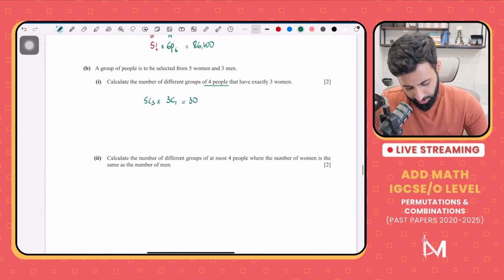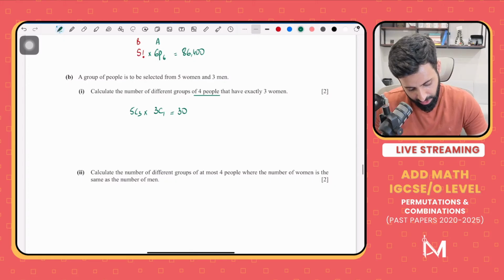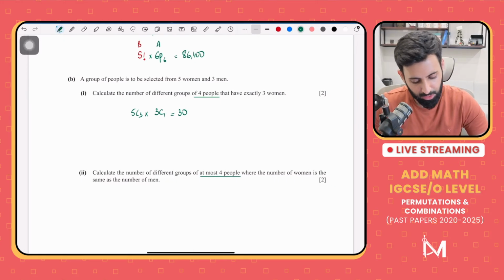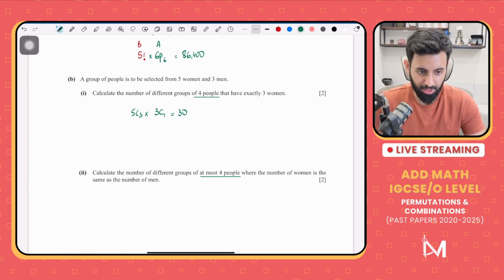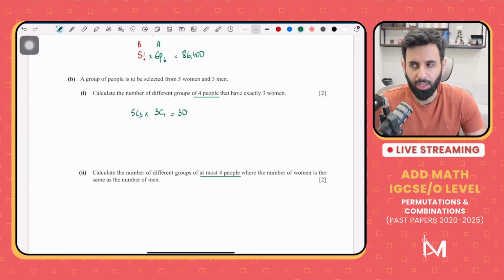Calculate the number of different groups of at most 4 people where the number of women is the same as the number of men. Now notice it says at most. At most means that it could be 4 or less than 4. But here's the thing. If it's at most 4 and the number of women has to be the same as the number of men, so that means it has to be an even number. It can't be an odd number because you've got to have an equal number of men and women. So no, wait a minute. You can have 1 and 1 also.